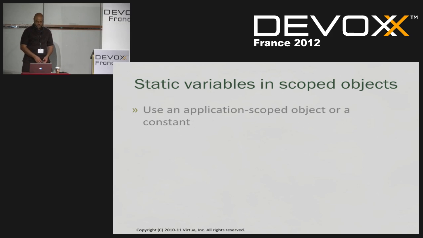So the solution to this is to use an application scoped object or a constant, right? So if you have some sort of state which you need to live for a long time, which would be the reason you would want to have a static variable, the idea is that it will be around for a long time, right? Make it application scoped, okay? Or maybe it belongs in a different scope. But basically use some sort of scoping or utility class or something like that as opposed to making a static variable in a scoped object, okay?